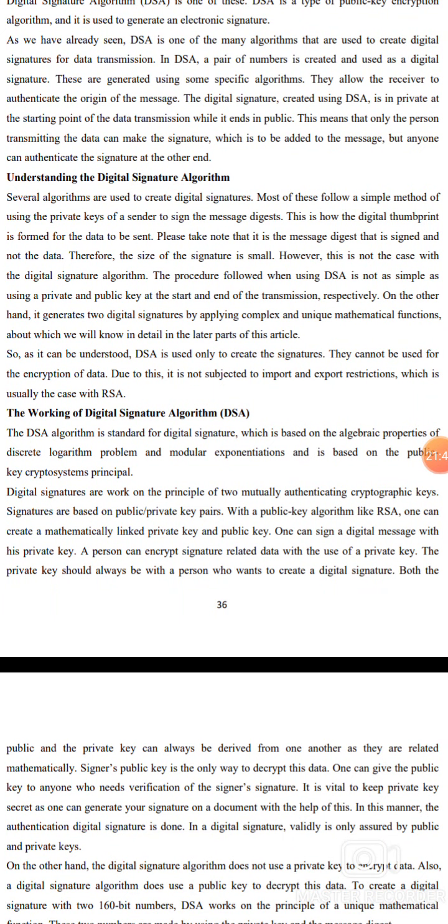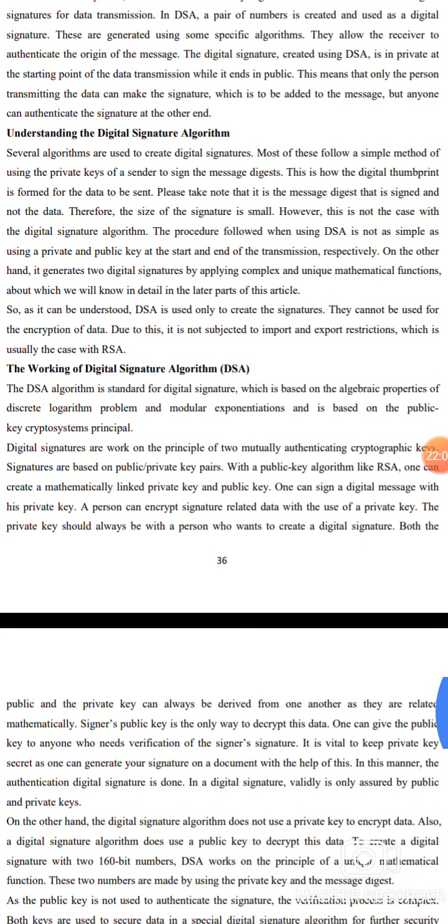Several algorithms are used to create the digital signature. The simple method uses the secret key, the private key of the sender, to sign the message. A digital thumbprint is formed from the data to be sent. Therefore, the size of the signature is small. This is not the case in the digital signature algorithm, where a different procedure is followed. The DSA is not simple, using private and public keys at the start and end of the transmission.